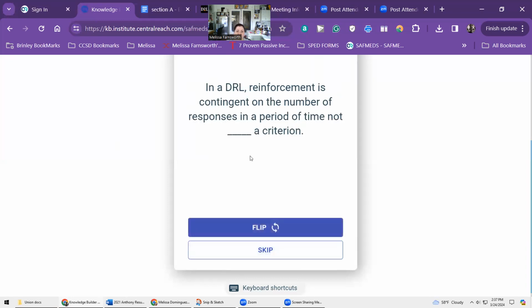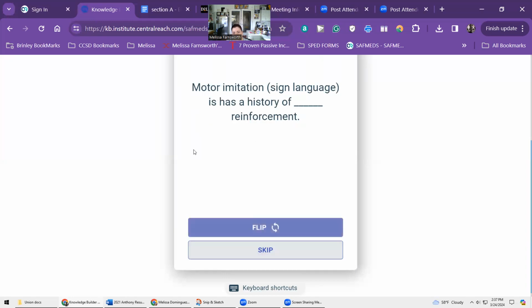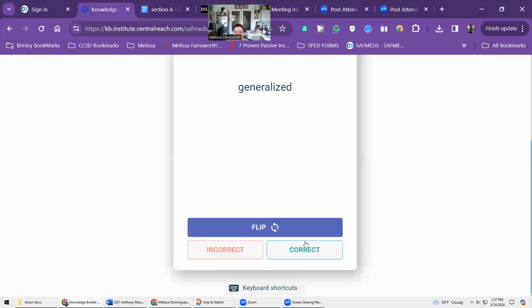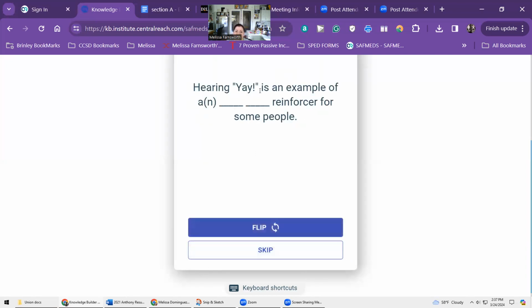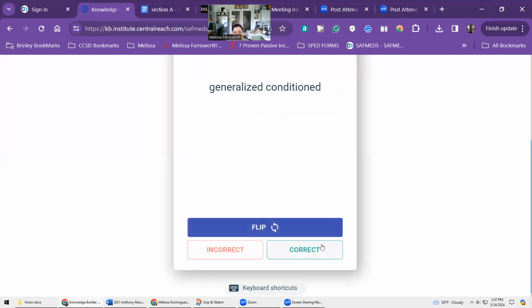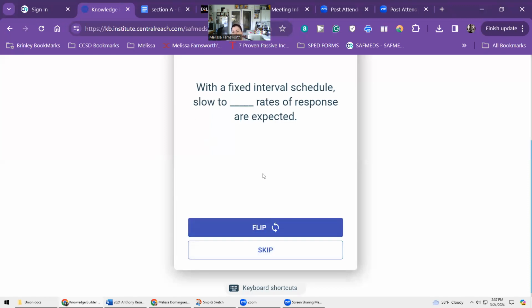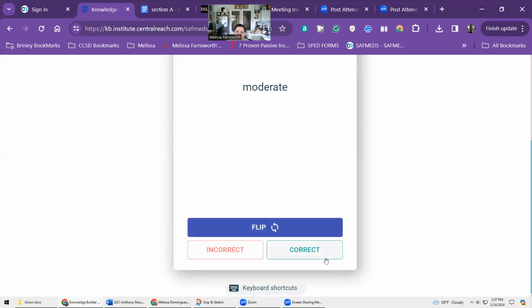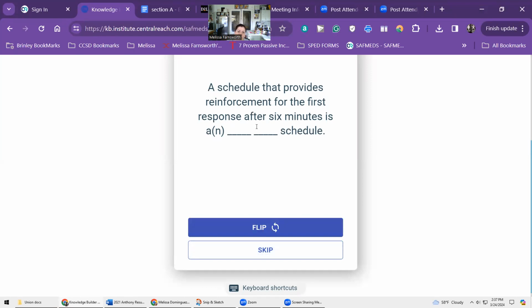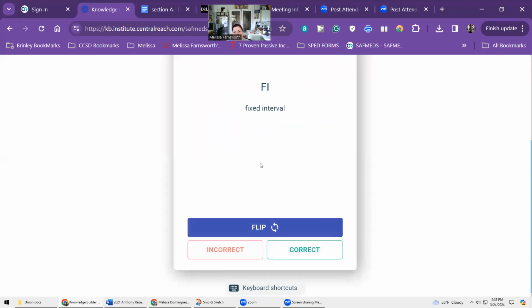Consequences. In a DRL, reinforcement is contingent on the number of responses in a period of time, not blank a criterion. Exceeding. Motor imitation, sign language, has a history of blank reinforcement. Generalized. Hearing yay is an example of a blank blank reinforcer for some people. Generalized conditioned. With a fixed interval schedule, slow to blank rates of response are expected. Moderate. A schedule that provides reinforcement for the first response after 6 minutes is a blank blank schedule.